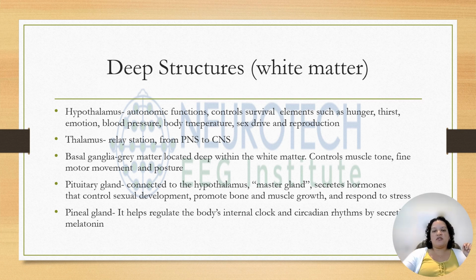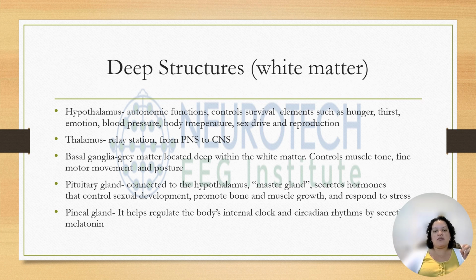So we have deep structures that are the white matter. So we talked about the gray matter. Now the white matter is what is white because it's mostly the myelin on the neurons, right? So the myelin is like a fatty thing that surrounds the axons of our neurons, and that's our white matter.